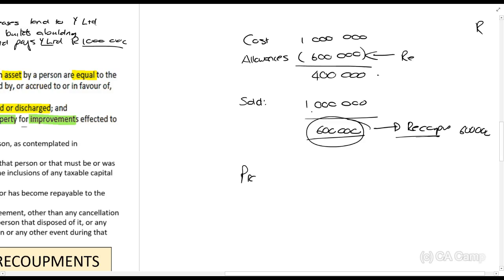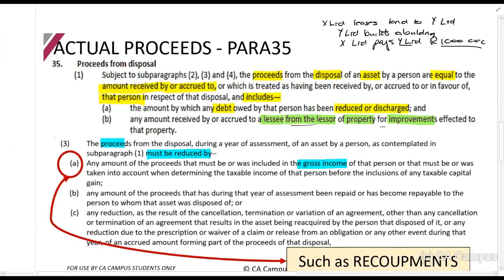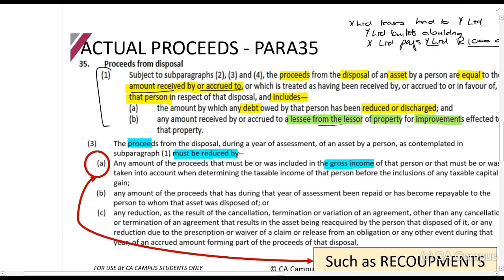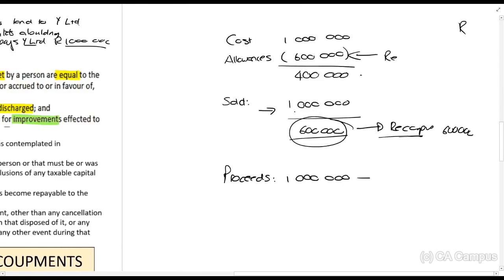So when you are calculating the proceeds for base cost on this asset, it's the selling price, 1 million rands. Why is it 1 million rands? Because subparagraph 35(1) says the amount received or accrued to you, 1 million, minus subparagraph 35(3)(a), which says any amount which was included in gross income. Here's my gross income and my taxable income column. That 600,000 was included there, so you deduct that. So your proceeds is 400,000 rands.